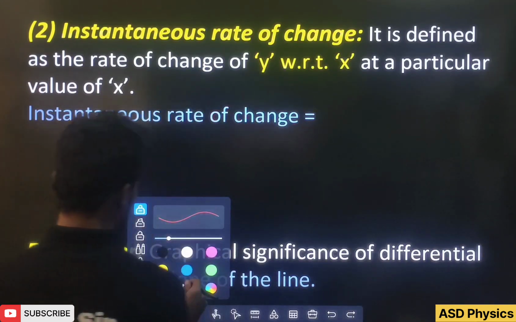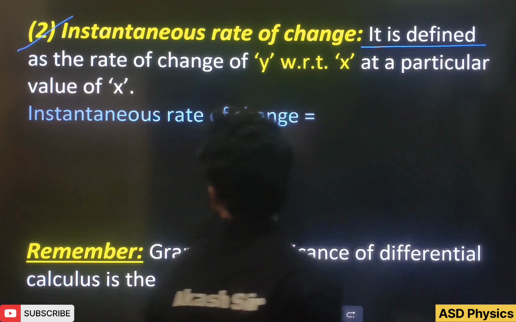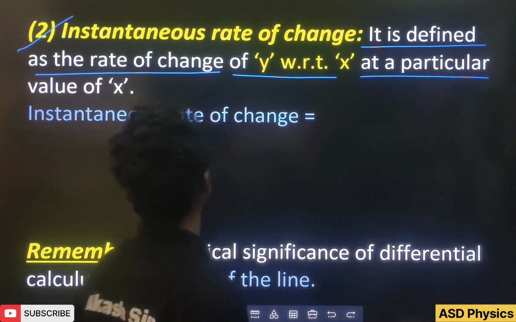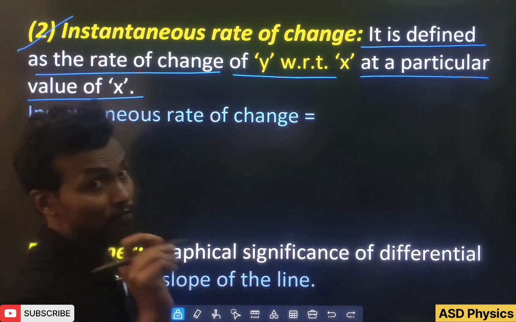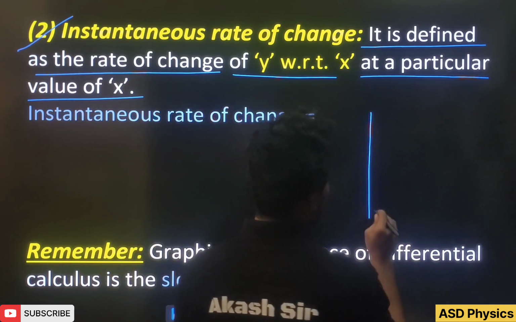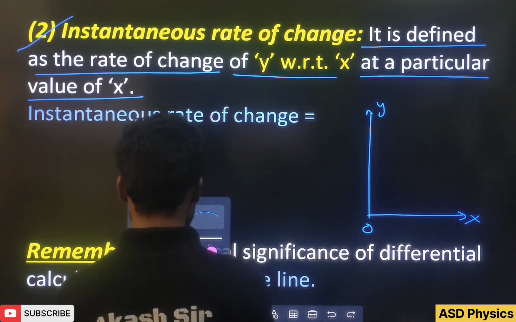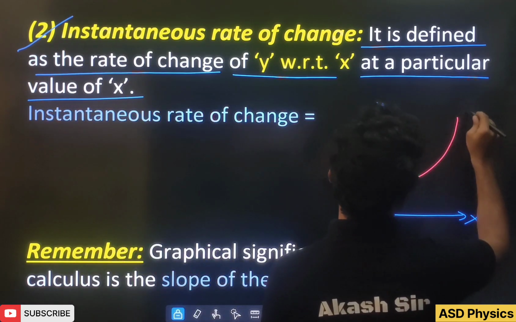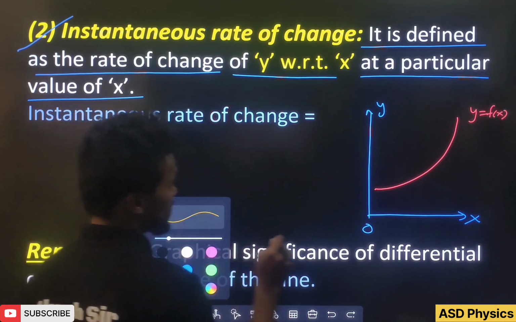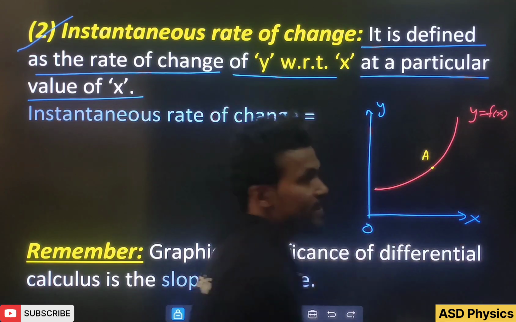Next one, students, here we are going to see the instantaneous rate of change. See here, what is this? It is defined as the rate of change of y with respect to x at a particular value of x, not an interval and all that, at a specific position. Okay, so again see here, this is y, this is x, and this is the origin. And again, I have taken some graph like this, y equal to f(x). Let's take for example this point. At this point, I want to calculate the instantaneous rate of change.